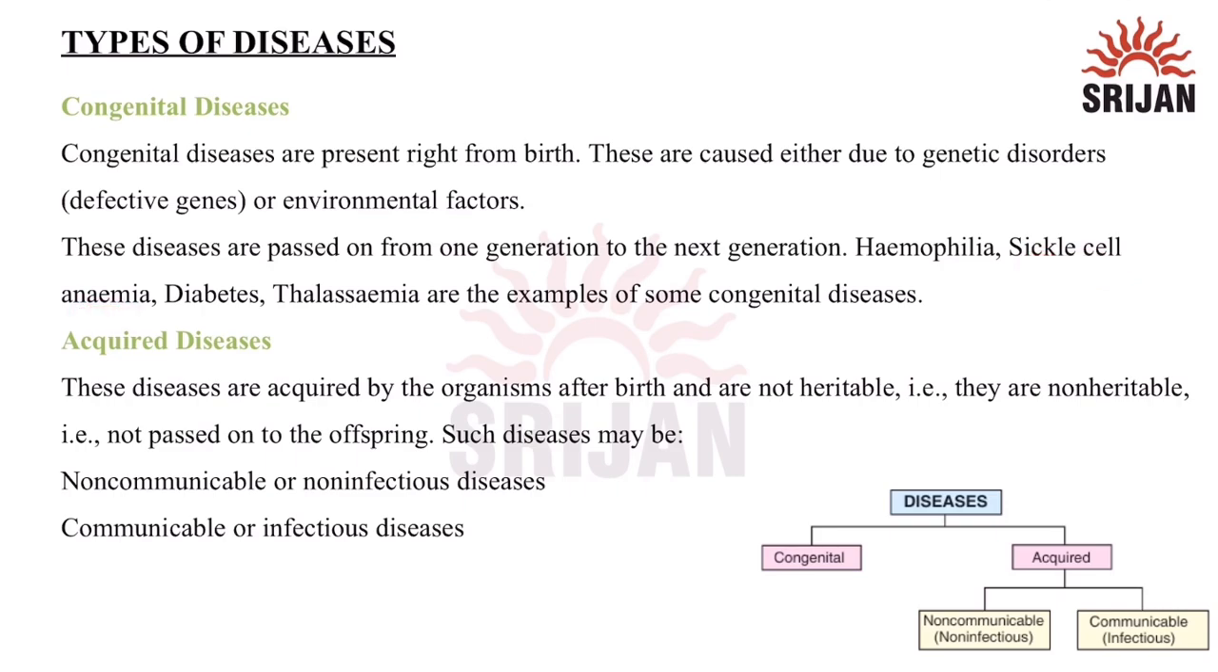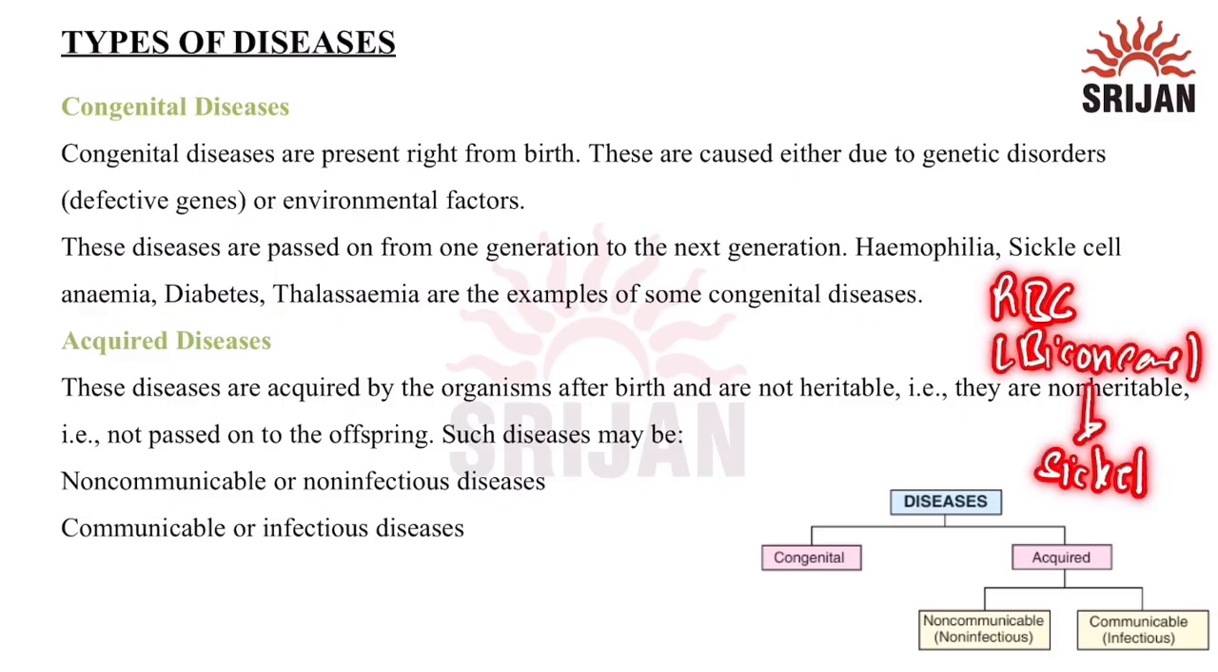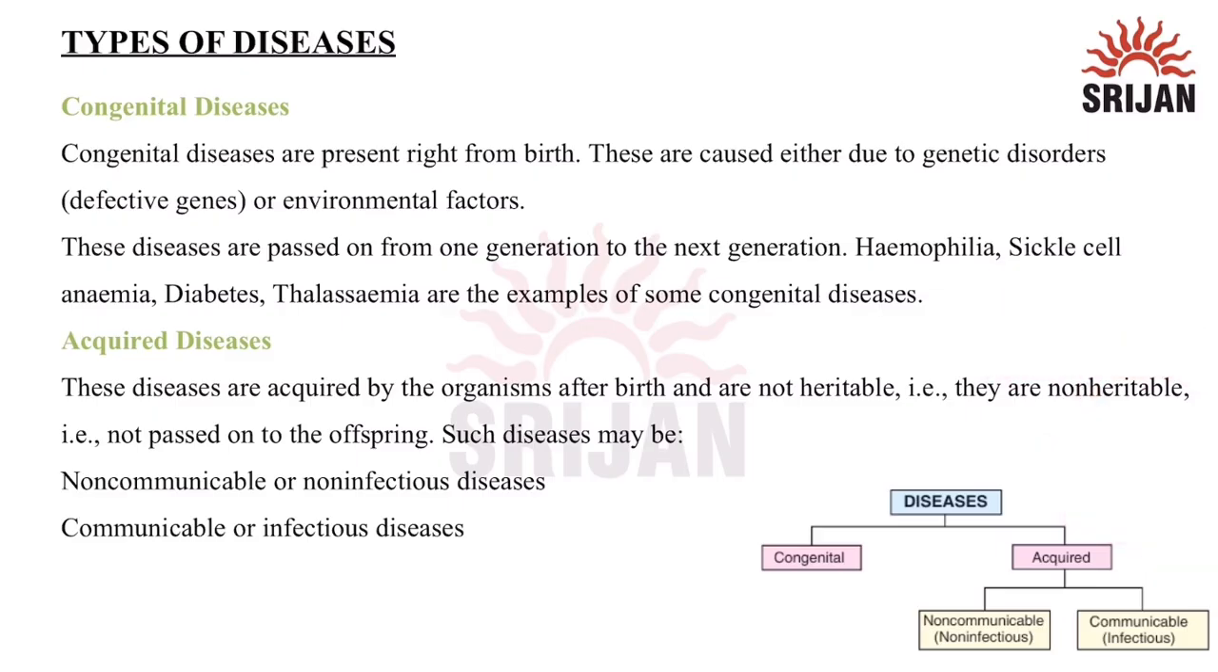Okay. Now, what happens is in sickle cell anemia, there is a defect in the genes. Due to the defect in the genes, RBC, which are normally biconcave, becomes sickle shape. Okay. Now, similarly, in thalassemia, there is a problem in the chromosome set 16, or it can be alpha thalassemia, beta thalassemia. You will learn more about these in your higher classes.